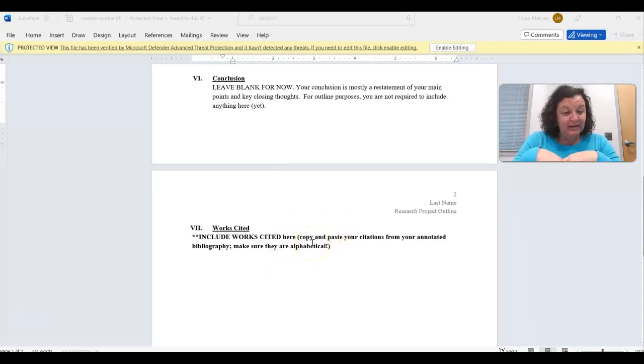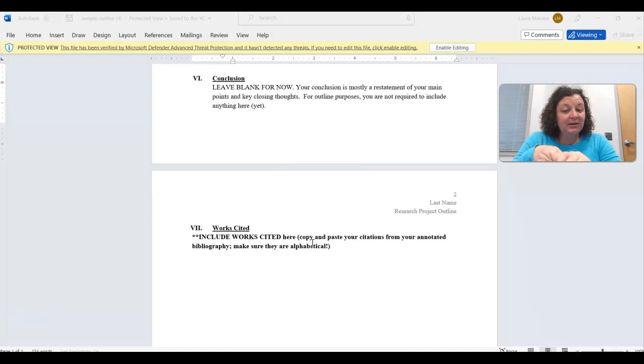And your works cited page will be a full page. So you'll have between 4 to 6 pages of writing, and then you'll have 1 page of a works cited, which will bring your total to between 5 and 7 pages. Okay? And we're going to work on the works cited as you submit your rough draft.